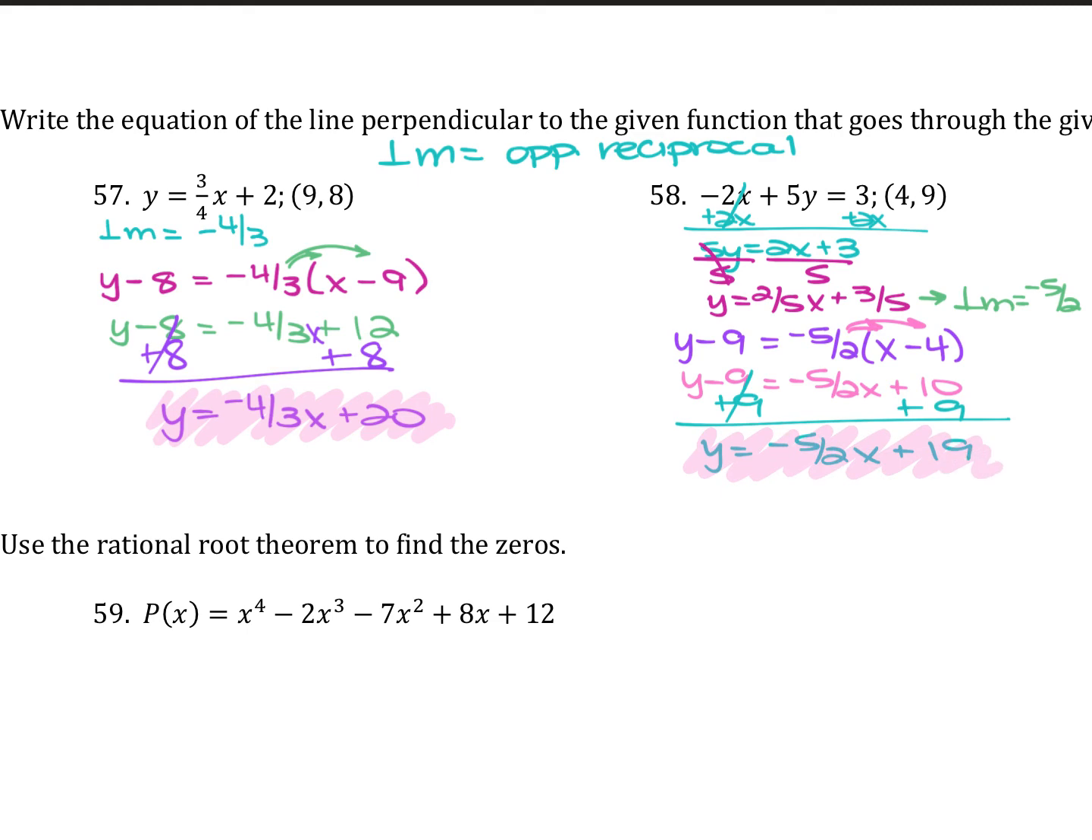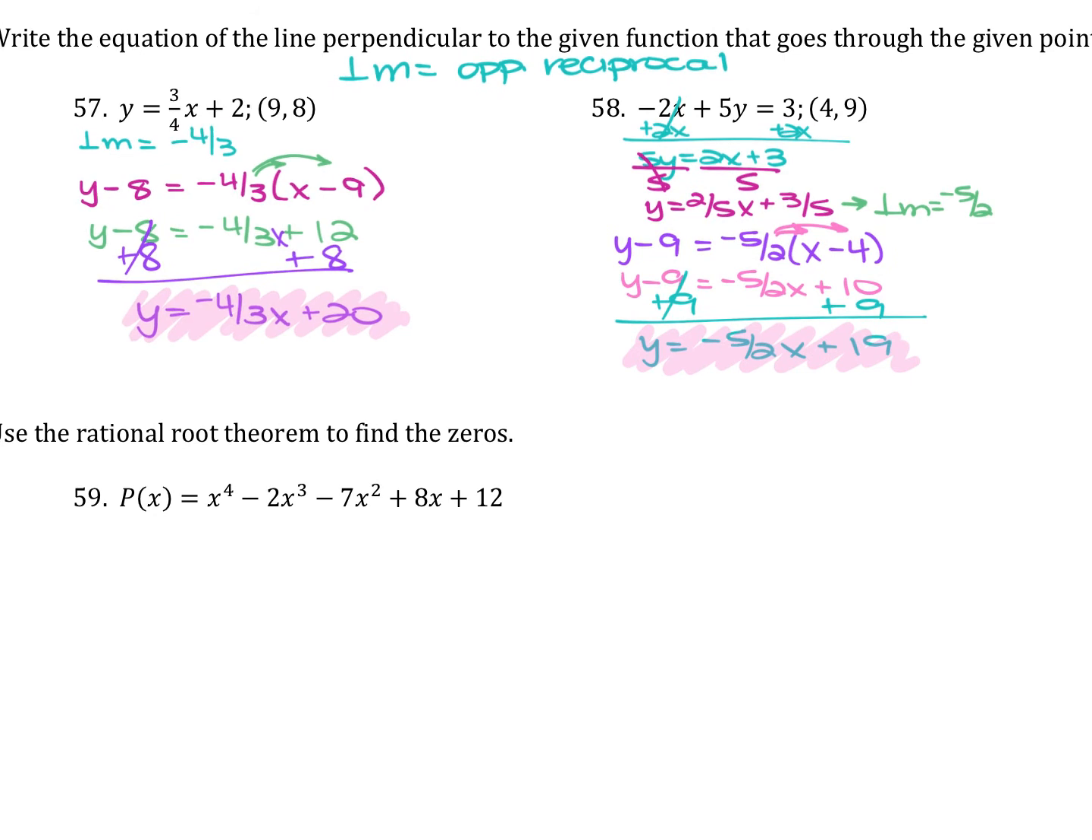Your next question that we're going over deals with your rational root theorem and finding the zeros. Remember with these, take your constant, find the factors of your constant, use those with synthetic division. Whichever one gives you a 0 in your remainder is one of your zeros or one of your solutions. So if you look at this, your constant there is 12. Your factors of 12 are plus or minus 1, plus or minus 2, plus or minus 3, plus or minus 4, plus or minus 6, plus or minus 12.